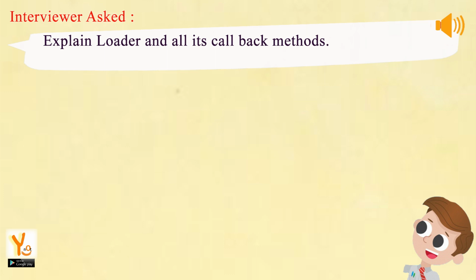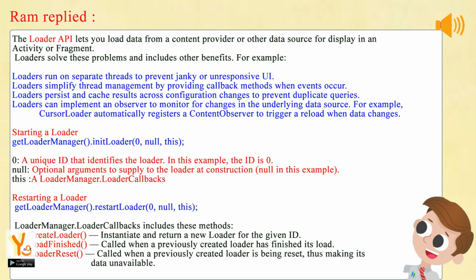Explain loader and all its callback methods. The Loader API lets you load data from a content provider or other data source for display in an activity or fragment. Loaders solve these problems and include other benefits.